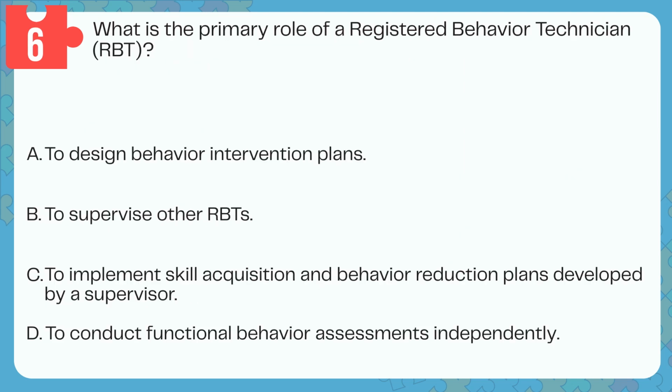Question 6. What is the primary role of a registered behavior technician, RBT? A. To design behavior intervention plans. B. To supervise other RBTs. C. To implement skill acquisition and behavior reduction plans developed by a supervisor. D. To conduct functional behavior assessments independently.